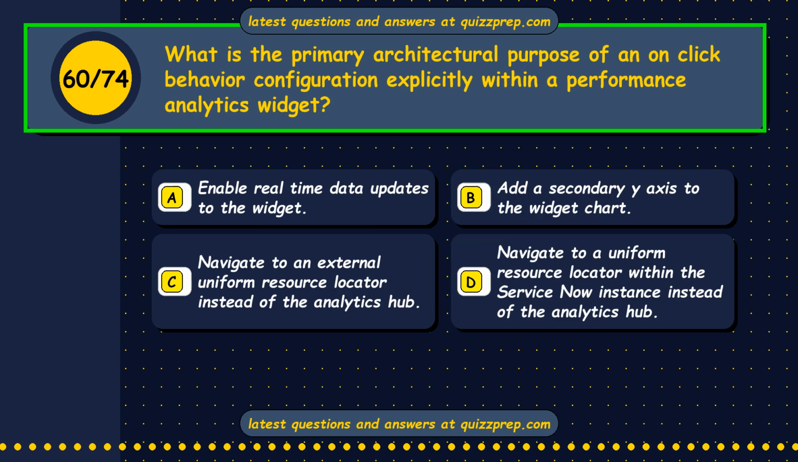Question 60. What is the primary architectural purpose of an on-click behavior configuration explicitly within a performance analytics widget? Option A, enable real-time data updates to the widget. Option B, add a secondary y-axis to the widget chart. Option C, navigate to an external uniform resource locator instead of the analytics hub. Option D, navigate to a uniform resource locator within the ServiceNow instance instead of the analytics hub.